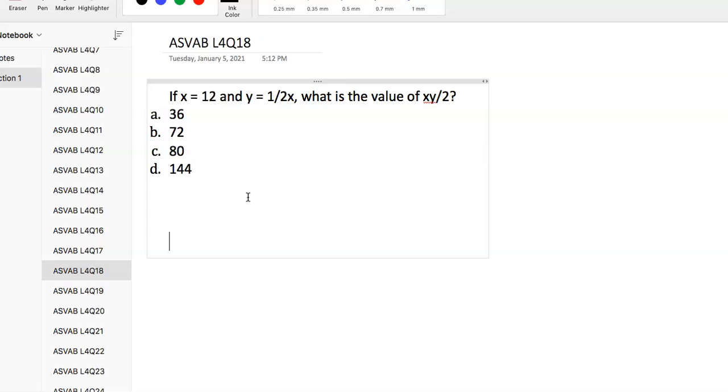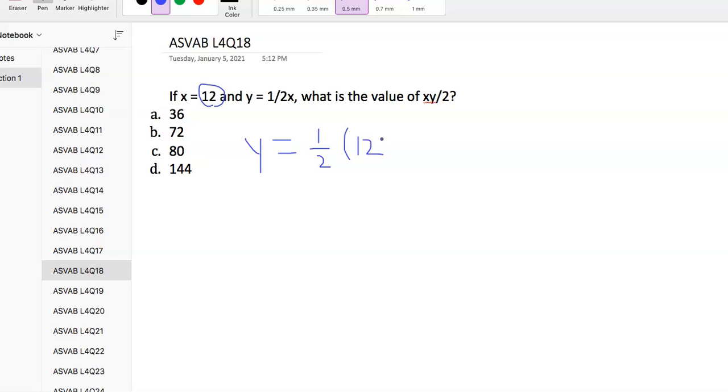All right, and then we have, looks like 2 variables here. It says if x is 12 and y equals 1/2 x, what is the value of xy divided by 2? The big question here is where we have y equals 1/2 x, and really all we're doing is plugging in. So y is 1/2 x, and x is 12, so we plug in the 12 for x. And 1/2 times 12 is 6. So now we know that y equals 6.